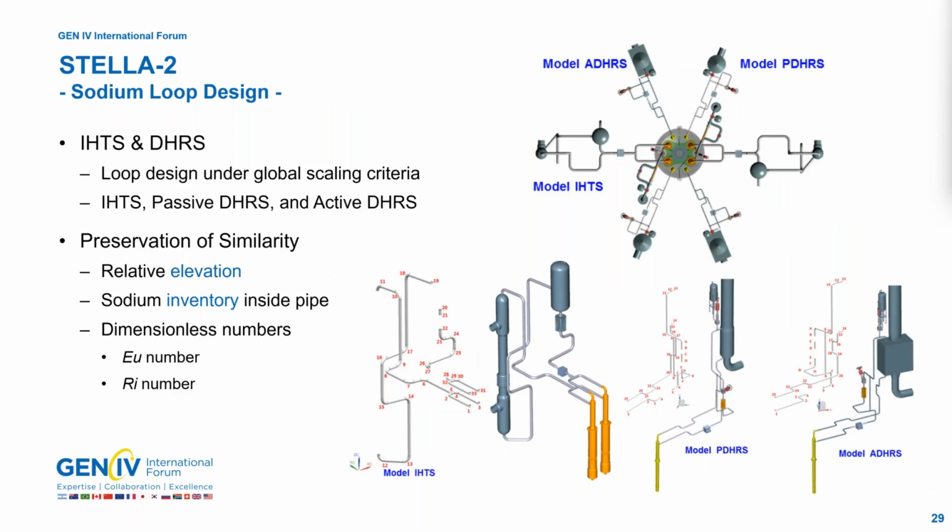And sodium loop design. Intermediate and decay heat removal loops were designed to conserve the relative elevation of the heat exchangers. This is very important because the loop is working with natural circulation. Also, the sodium inventory was conserved inside the loop. Next slide, please.